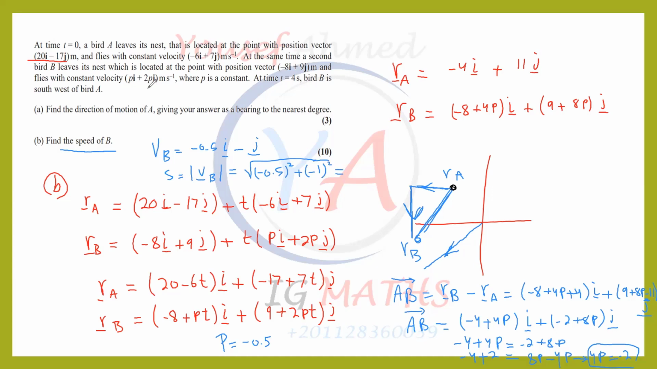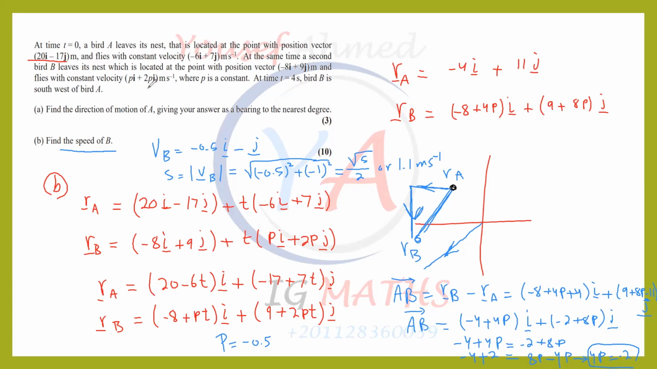You can just get it from the calculator. It will be negative 0.5 all squared added to negative 1 squared below the root. It gives you root 5 over 2 or 1.1. So it's root 5 over 2 or it's 1.1 meter per second. So this is the speed for bird B.